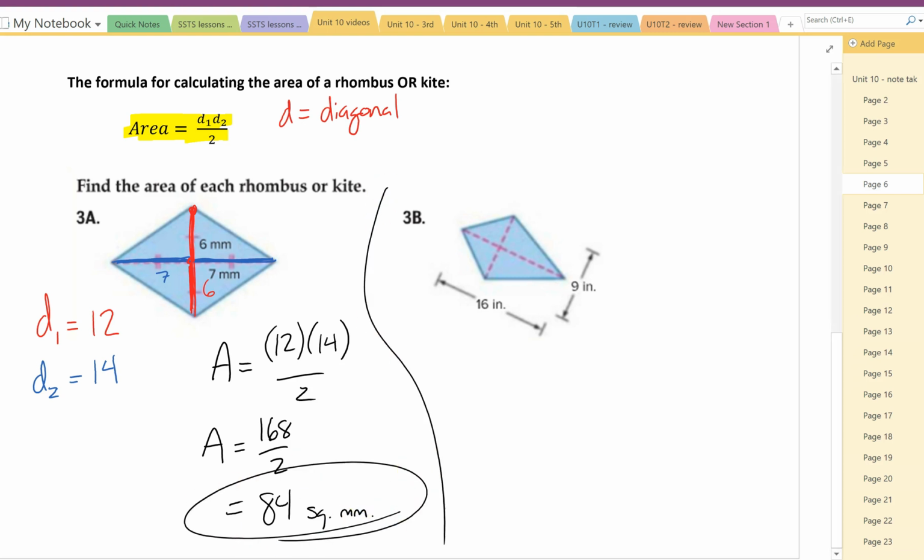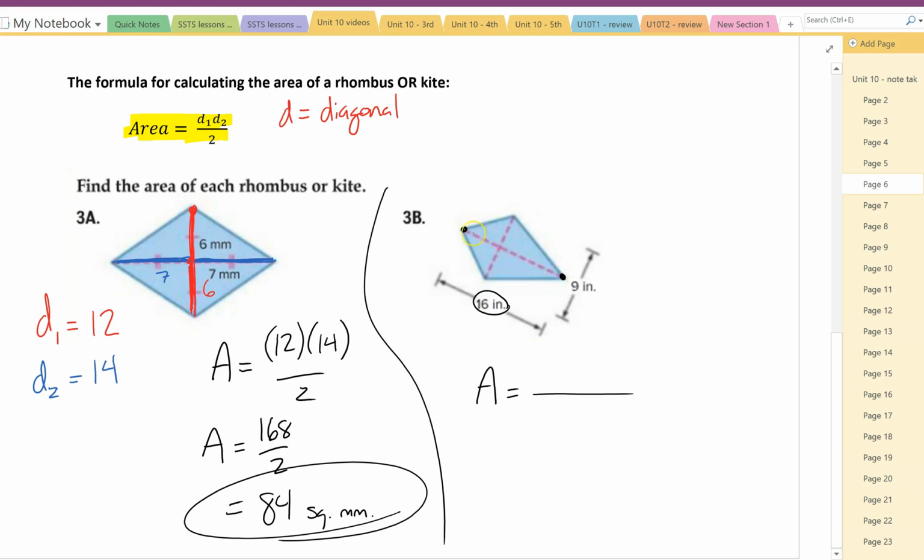What about for this kite over here on the right? How do I know it's a kite? Well, I can sort of tell that the sides are not all four congruent. Anyway, doesn't matter because I'm going to use the same formula. The area is equal to the two diagonals multiplied together and divided by 2. Well, what looks strange on this one is it doesn't actually have any lengths written right next to the diagonals. But if you look at it, what you can see is that this one that says 16 here, that's just the length of this longer diagonal, right?